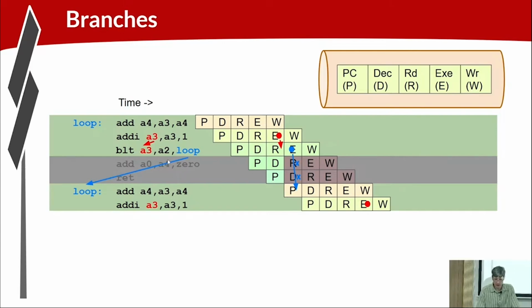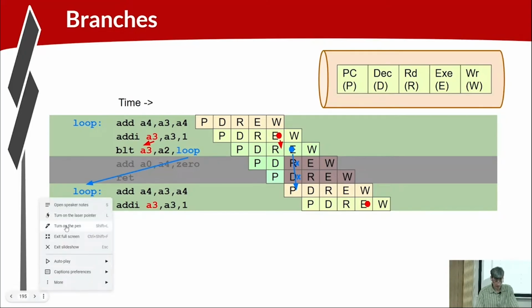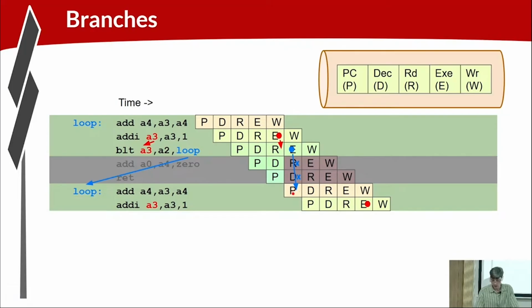Okay, so the waterfall diagram now for a branch. The branch is going to branch to a target. If it's taken, these 2 intervening instructions get squashed. We squash the instruction and register writes, and begin fetching again.